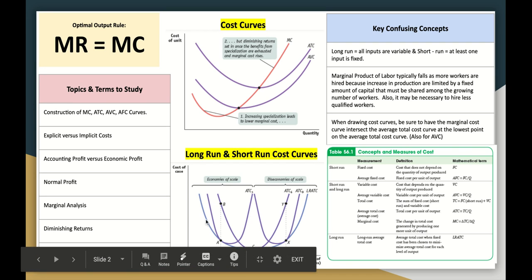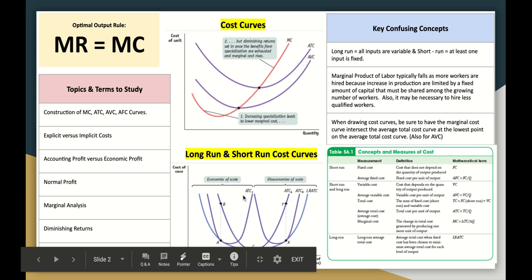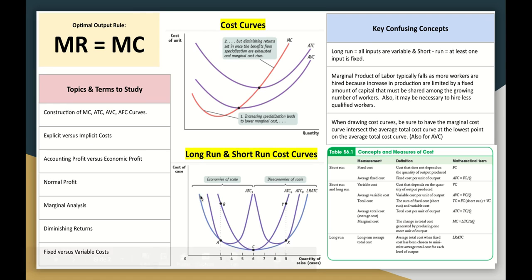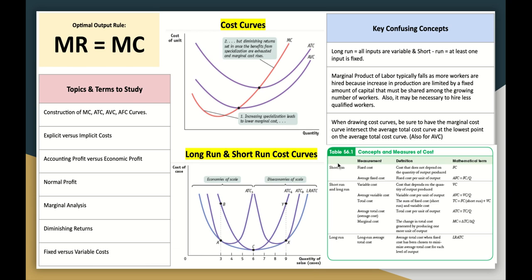Here's our big long run. So this big U is your long run average total cost curve, and it's the average total cost curve over time. When the long run costs are going down, we're experiencing economies of scale. When long run costs start to go up, we're experiencing diseconomies of scale.